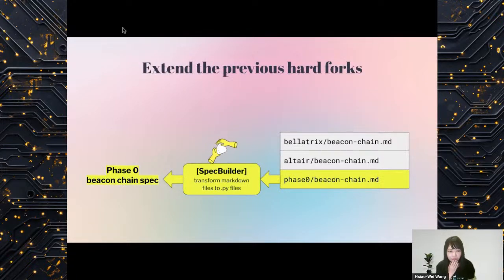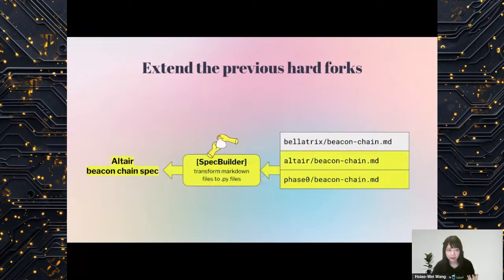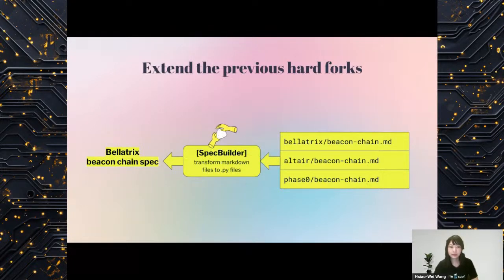For example, the phase 0 beacon chain file itself will be passed to the spec builder, and then it becomes the phase 0 beacon chain spec. And then the next hard fork is called Altair. It is actually an extension of the previous hard fork. The Altair hard fork will use the previous hard fork Phase 0's content, and then add some extra modifications into it. So we combine both files and convert them into one single Altair beacon chain spec. And Bellatrix and the other following specs do the same thing, similarly.